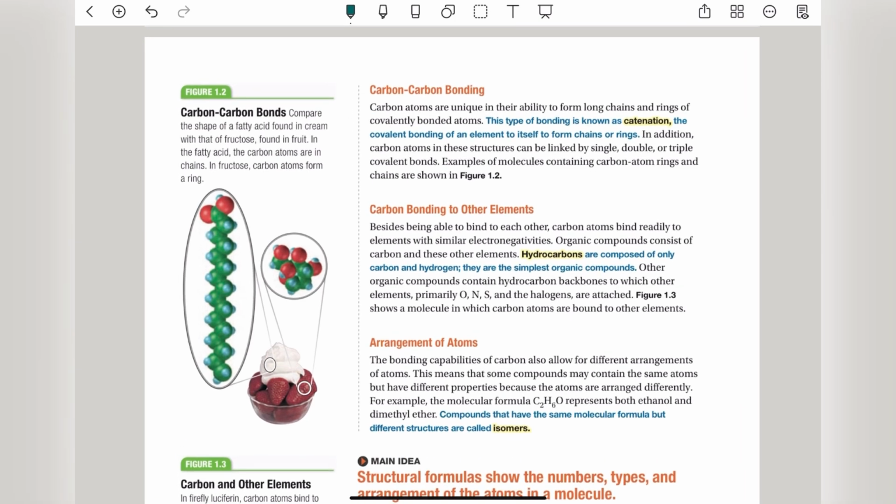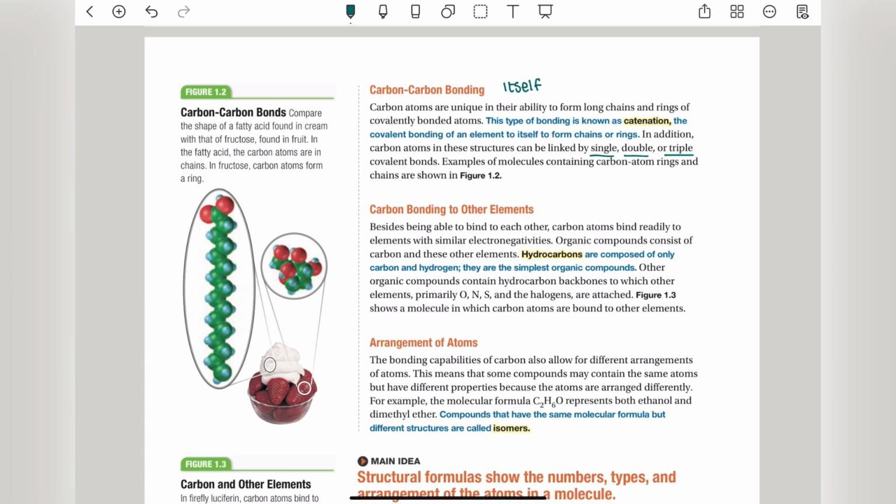So off to carbon-carbon bonding. So when carbon is bonding to itself. Carbon atoms are unique in their ability to form long chains and rings of covalently bonded atoms. This type of bonding is known as catenation, the covalent bonding of an element to itself to form chains or rings. In addition, carbon atoms in these structures can be linked by single, double, or triple covalent bonds.